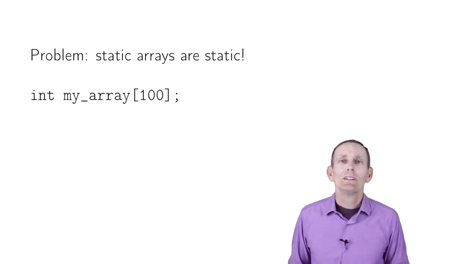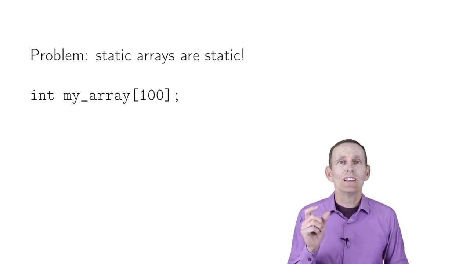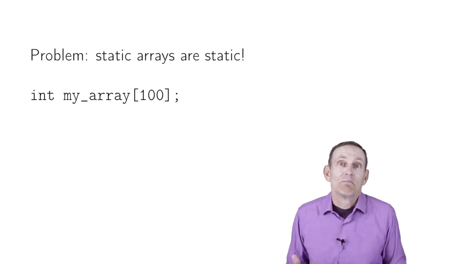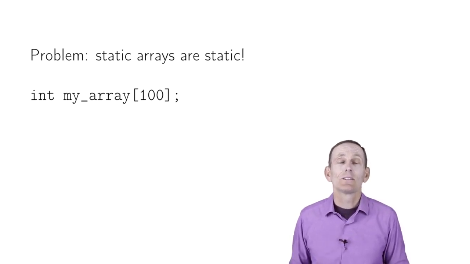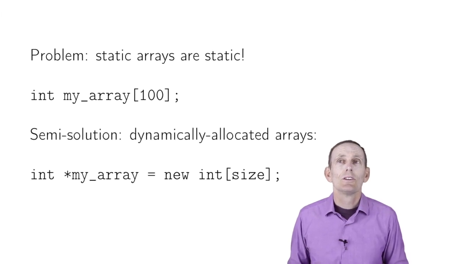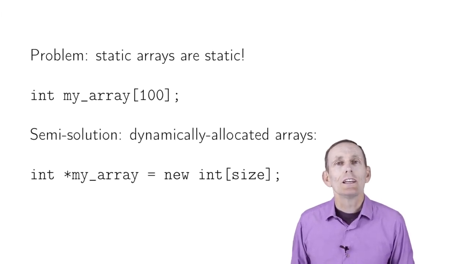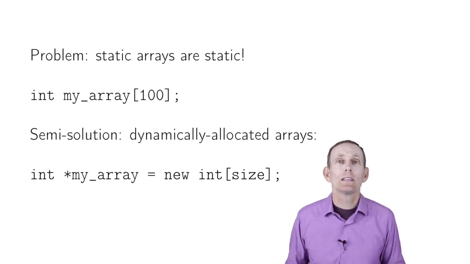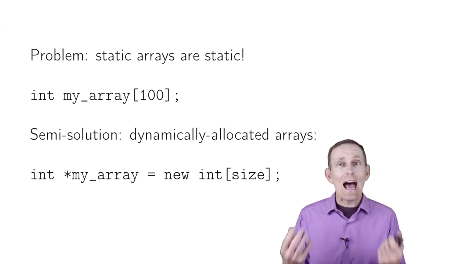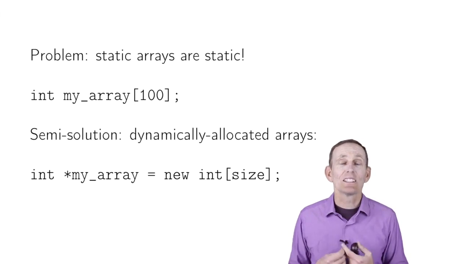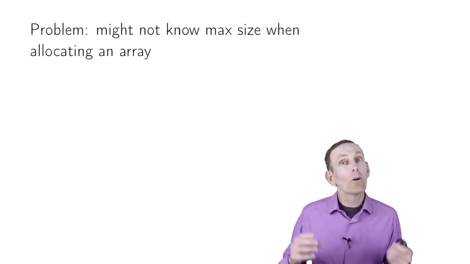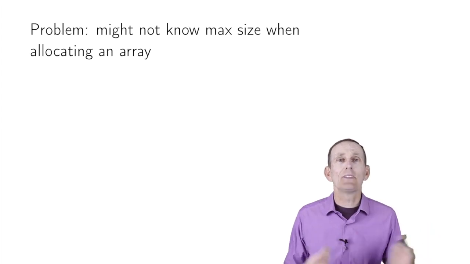Once you've declared them, they don't change size, and you have to determine that size at compile time. So one solution is what are called dynamically allocated arrays. There, you can actually allocate the array, determining the size of that array at runtime. So that gets allocated from dynamic memory. So that's an advantage.